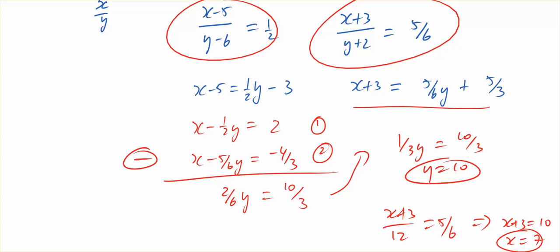The original fraction would have been 7 on 10, because it's x on y. And there you go. That's how you do that question.